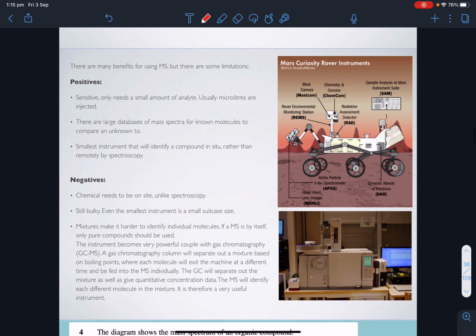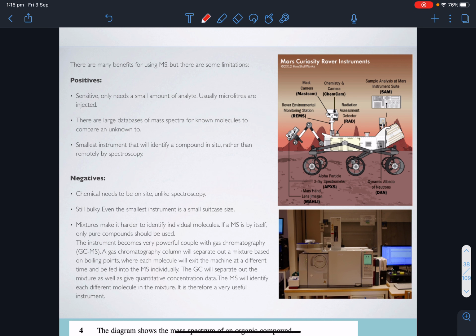Okay, let's talk about the positives and negatives of mass spectrometry. Might have kind of brought it up before.